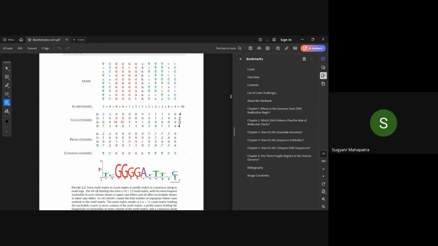Yes, you're audible. So in the last column, there is another imaginary column here in which we have the count of the motifs.